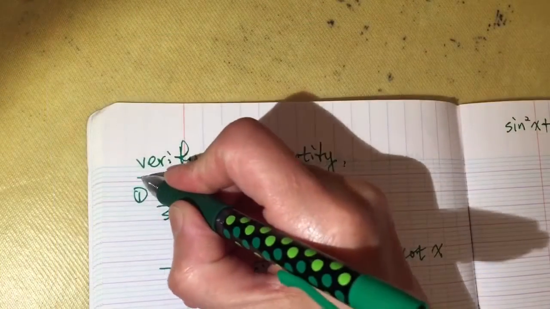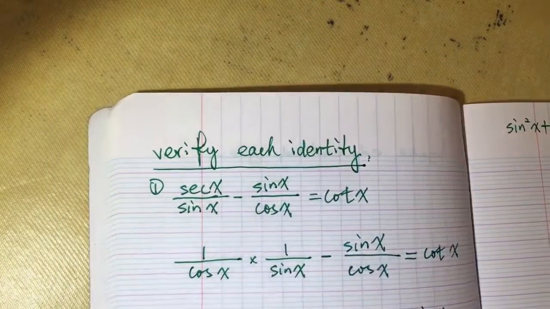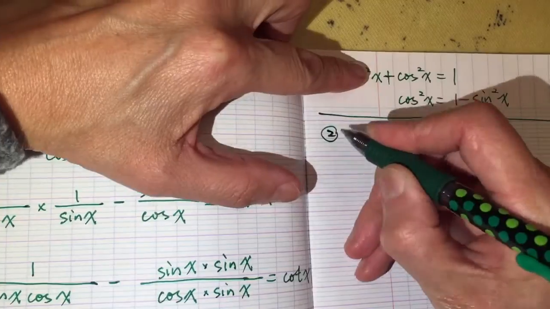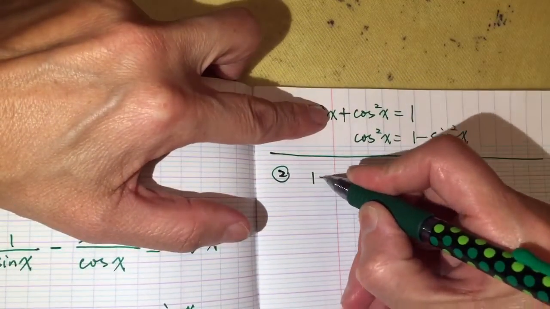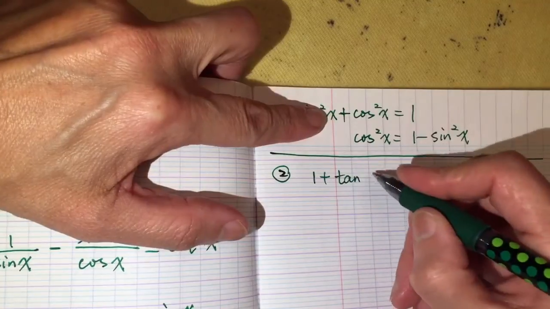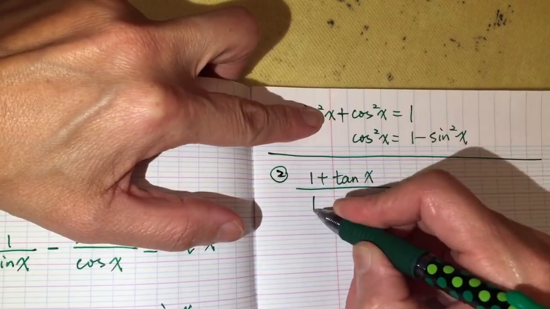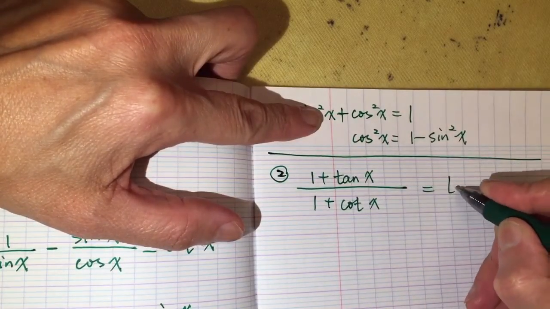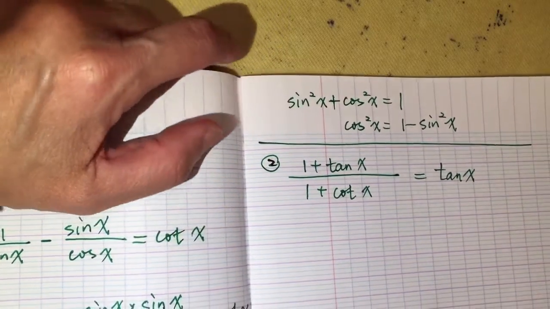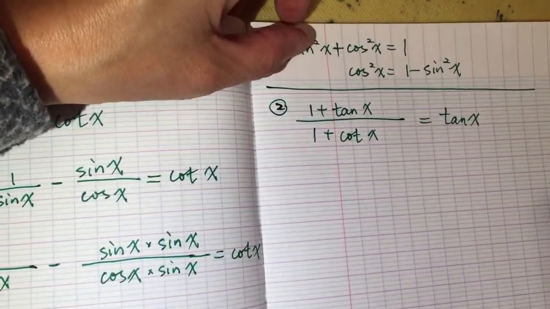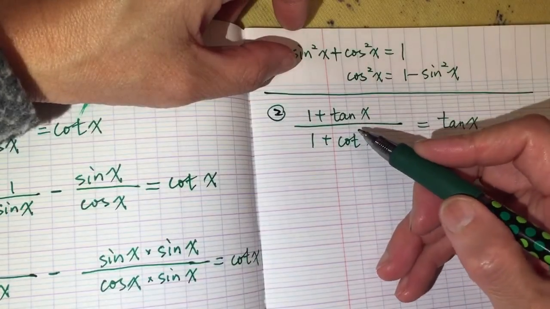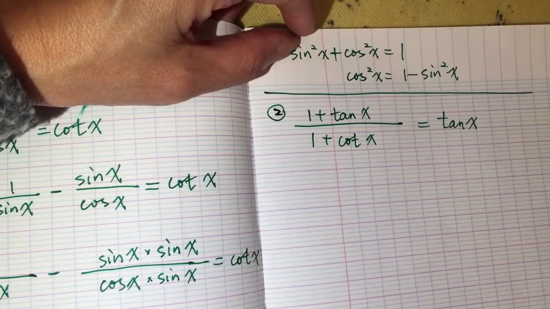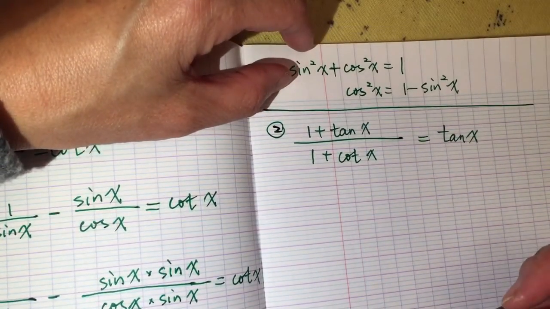Okay, here is another problem. Still verify each identity. And the problem is different. Number 2, the question is 1 plus tangent x over 1 plus cotangent x equal to tangent x. Anyway, we will see tangent x we can change into sine x over cosine x, so let's see what we can do.